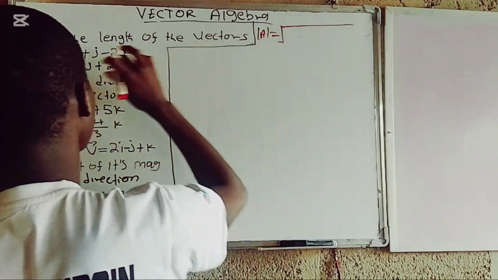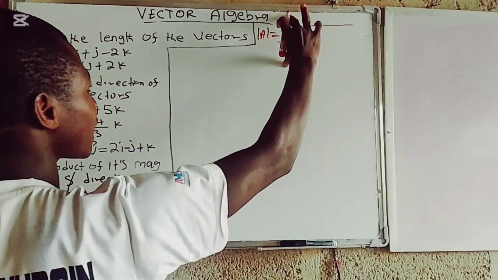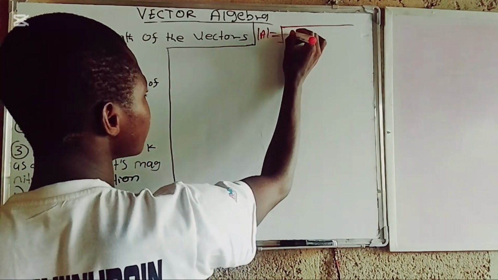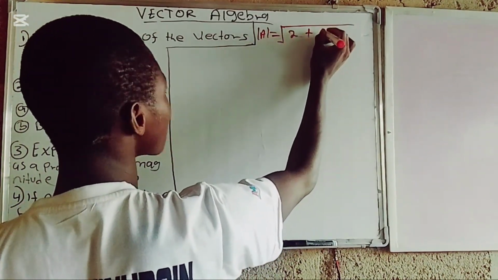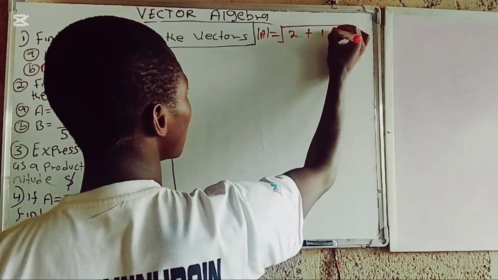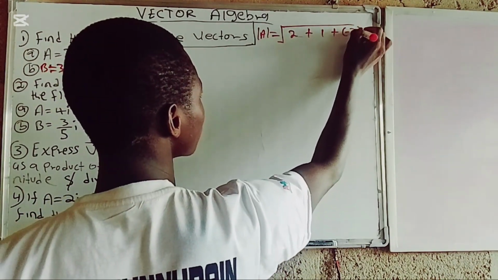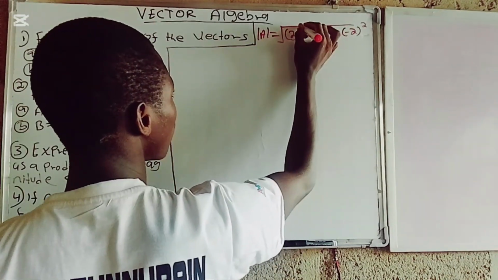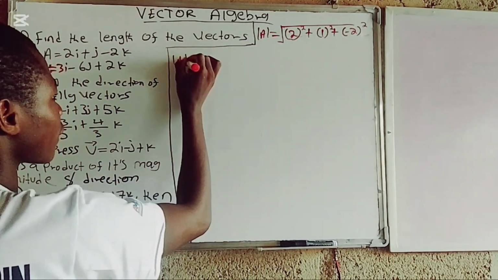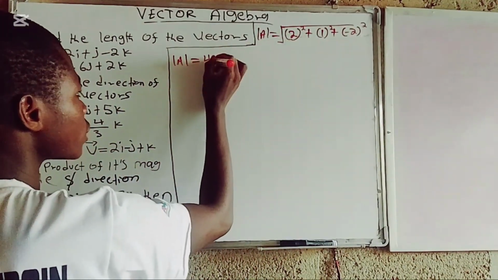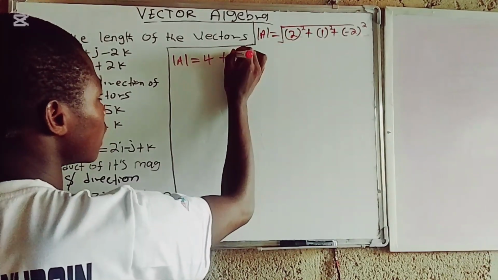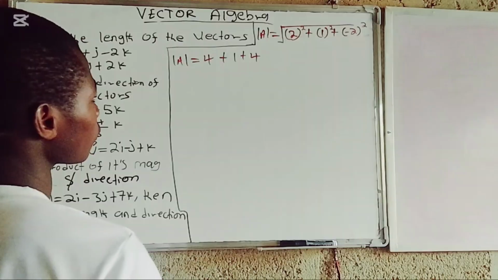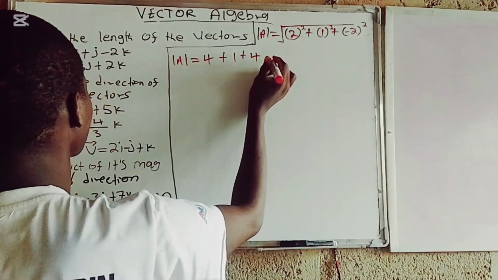Magnitude is the same thing as taking the square root of the components of the vector that you are given. So I have to say plus 1, and therefore plus negative 2 squared, and I have squared. So the magnitude should now be equal to 2 squared, which is 4, plus 1, plus 4. So this is the same thing as saying all in root.